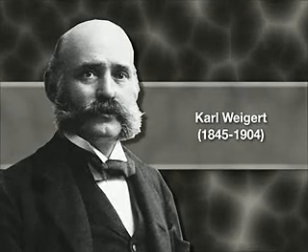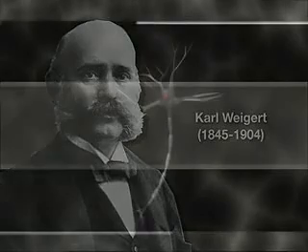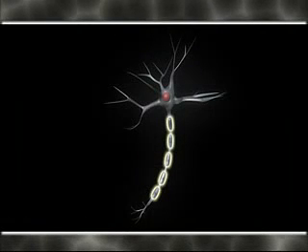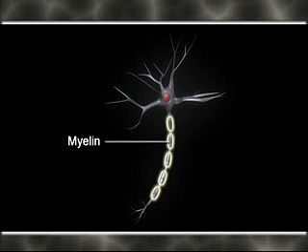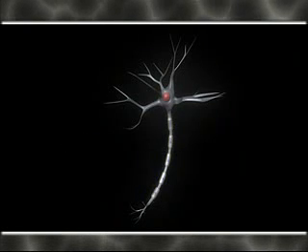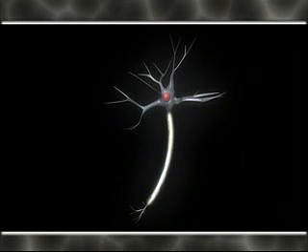The stain that he developed actually stains a structure which surrounds the axon, and this is called a fatty myelin sheath. So all myelin is like, imagine if you had an electrical wire and it was insulated. So all this is, think of the axon as an electrical wire. We'll come back to that.